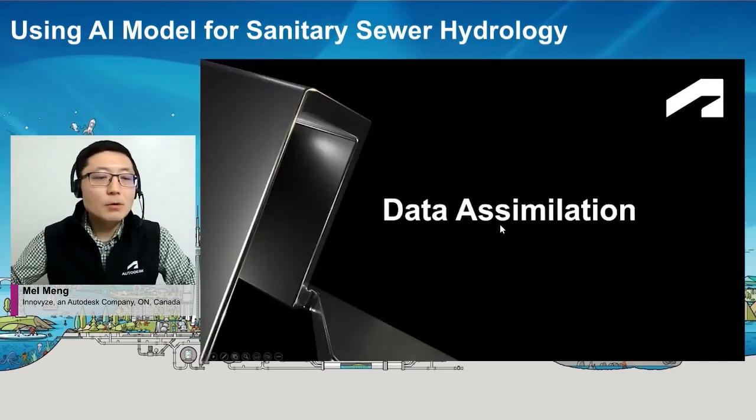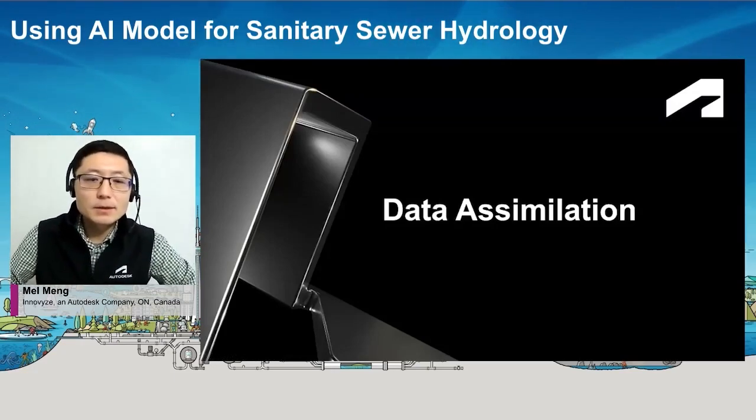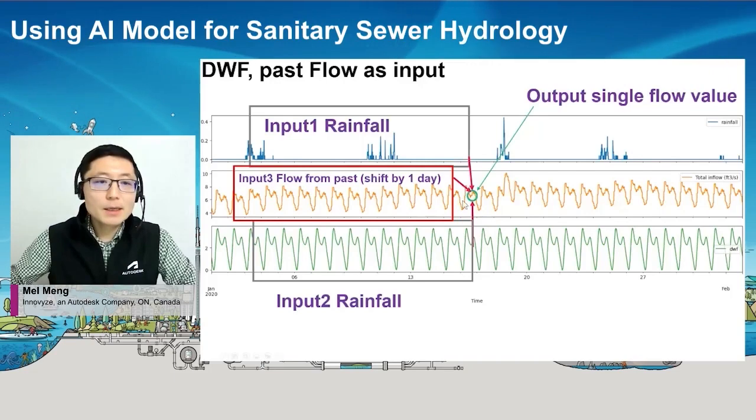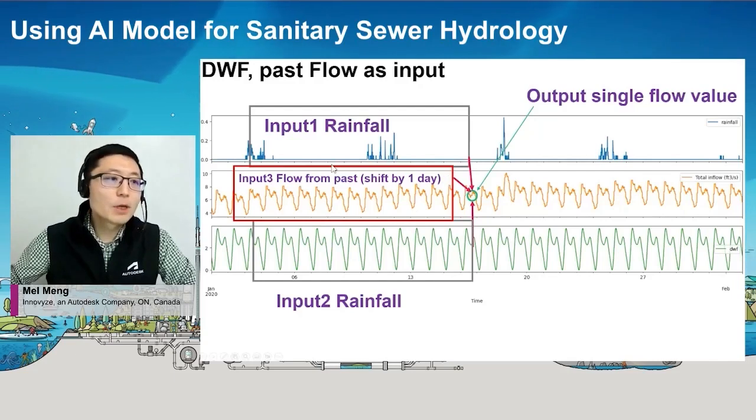The next thing we can add is data assimilation. Like I said, this is a killer application for real-time applications. As you can see, the idea is very simple. In order to predict the flow here, what if I tell the AI model what happened just a day before and for the past 7 days or 14 days, whatever that sequence is? Will that help?